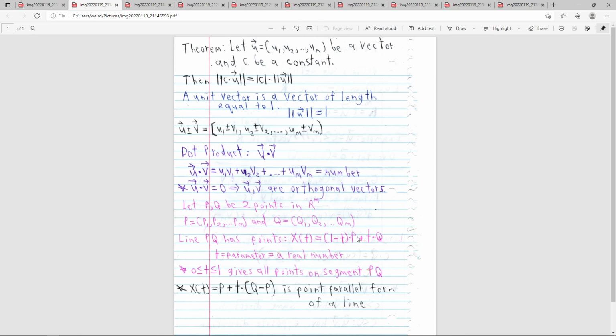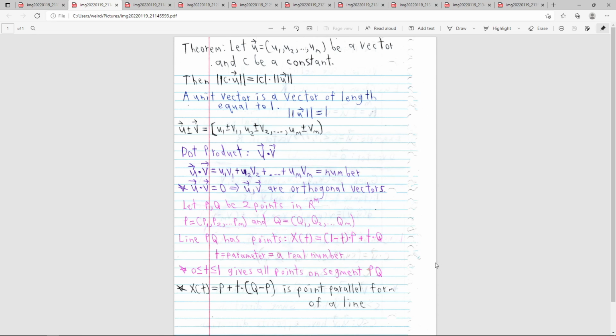And that's something you have to consider, is that you can't really draw these out unless they're 2-dimensional or maybe even 3-dimensional at times, but you can't really draw out 4 and above dimensions. But it's the same principle. But yeah, line PQ has points x of t equal to 1 minus t times p plus t times q. And t is a parameter, which is just a real number. If t is between 0 and 1, it gives you every point on segment PQ, a segment.